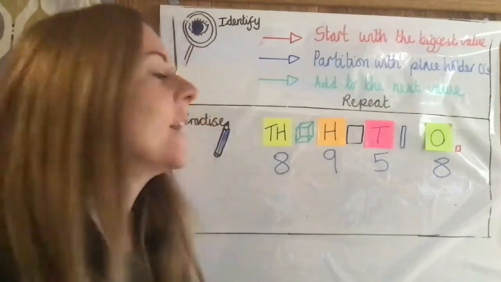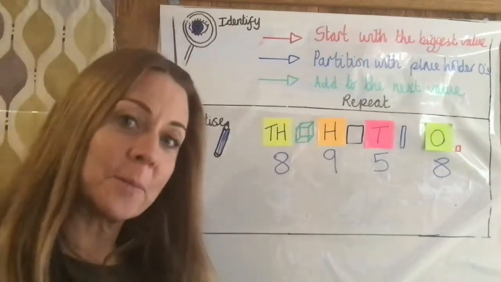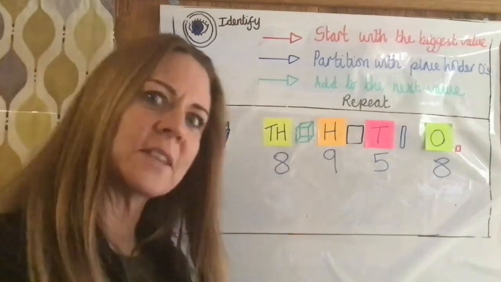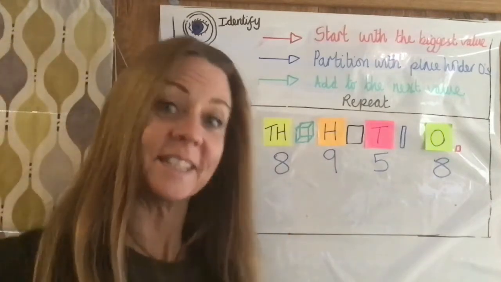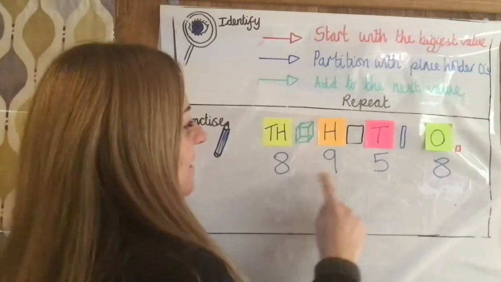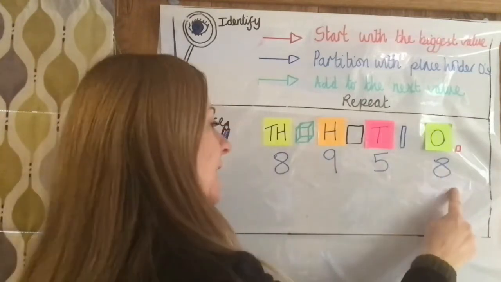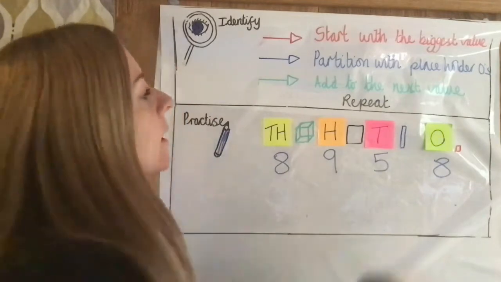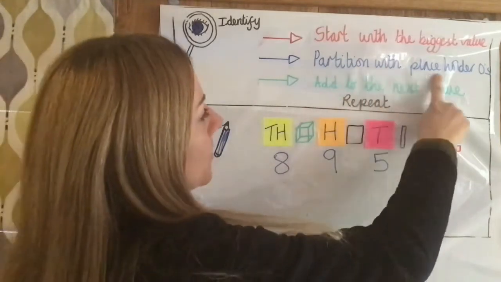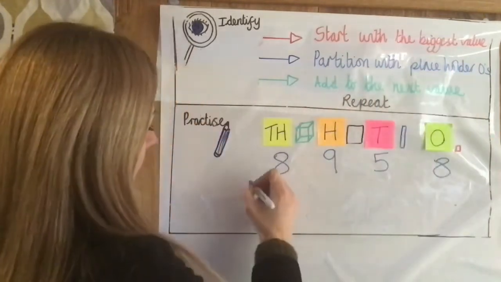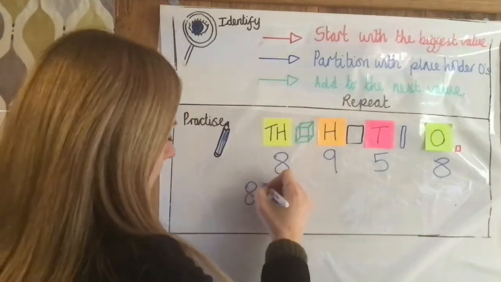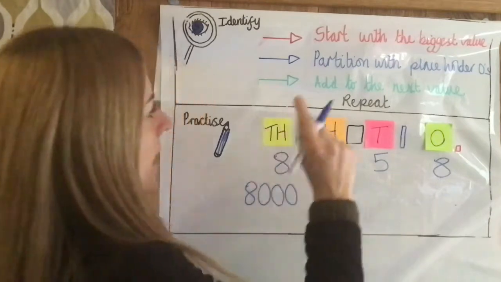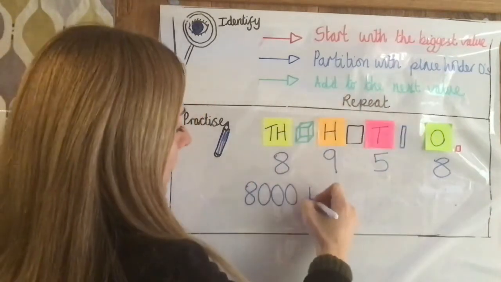So we start with the biggest value, and our biggest value is thousands. Have you said this number out loud yet? Yes, well done. 8,958. So we start with our thousands and we have 8 there. Step 2, we partition with our placeholder zeros. 8, 0 hundreds, 0 tens, 0 ones. And then we add it to the next value.